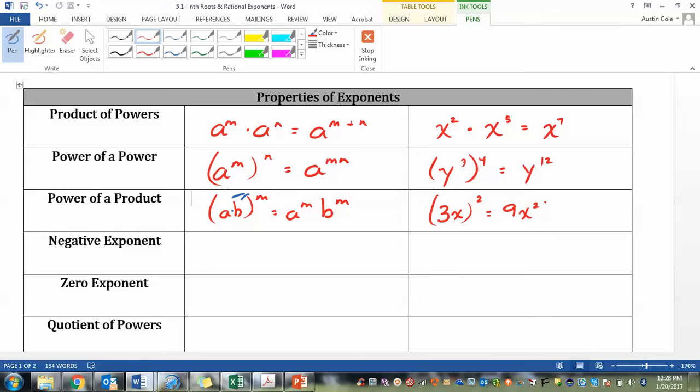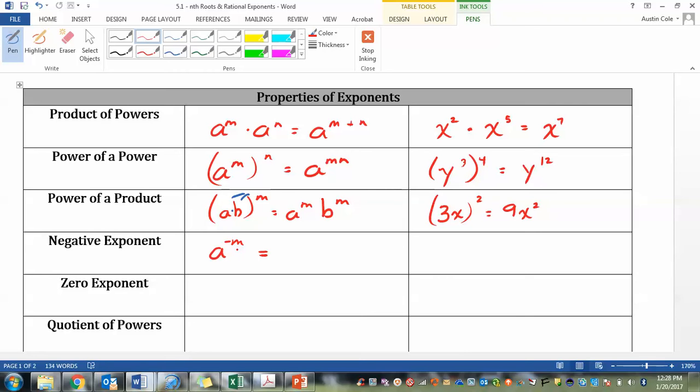All right. Now, negative exponent. If I have, let's say, A to the negative M. Rule of exponents is we never like negative exponents. Okay, we don't like them. We want to get rid of them.